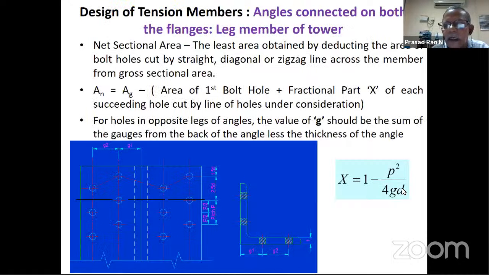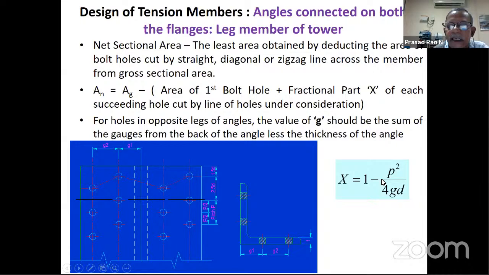See, this is the formula that is used for the reduction of gross area for bolts in the failure path. Each portion: the first hole will contribute fully, the next hole will contribute part of that, maybe around 80 to 90%. When you calculate this, it becomes 80 to 90%. The factor is 1 minus P squared by 4GD. P is the pitch, G is the gauge distance, and D is the diameter of the bolt.